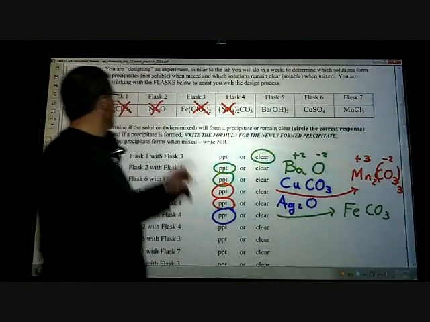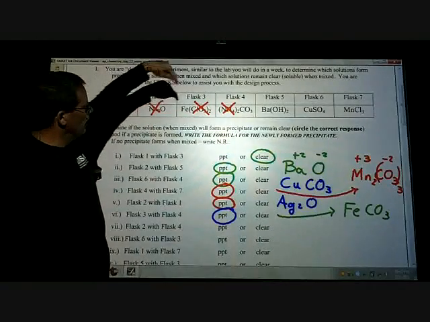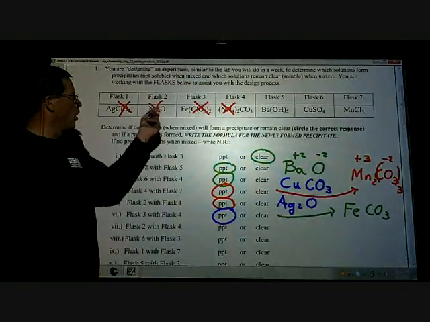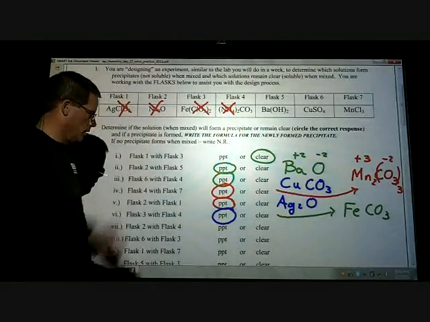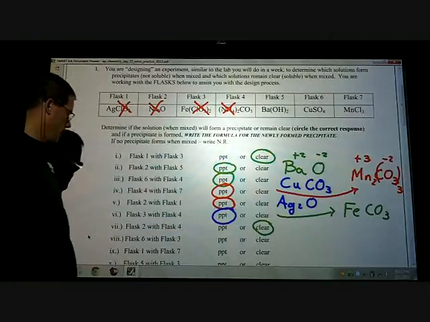Okay, now, looking at 2 and 4, the sodium's gone and the ammonium's gone, so the only thing that's left are nonmetals. So you don't put nonmetals together to do anything, so that's clear.